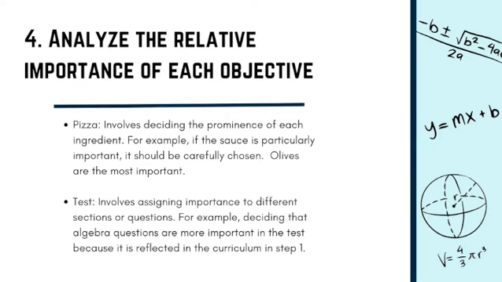But let's take a look at what we're doing with a test. This involves assigning importance to different questions or sections. For example, deciding that algebra questions are more important in the test because it is reflected in the curriculum. So we've looked there in the front, we were like, okay, we've seen the curriculum, these things are the most important. And so in the test, we would like to make sure it's reflected there.